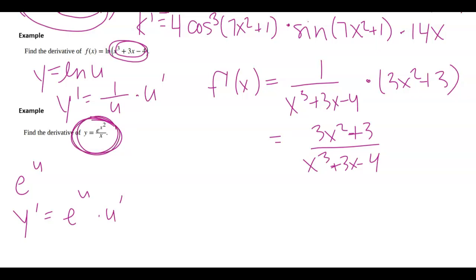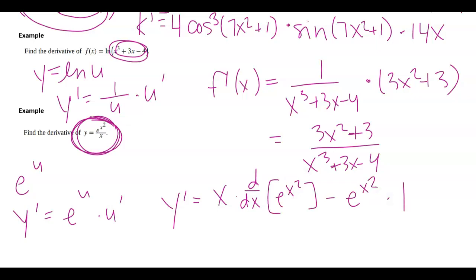Notice in this one, again, I have a quotient between two functions, and that's my outsidemost function. So I need to take that first. So y prime is going to be low d high minus high d low. D low is just 1. That one's pretty easy, so I'm going to go ahead and do that all over low squared.